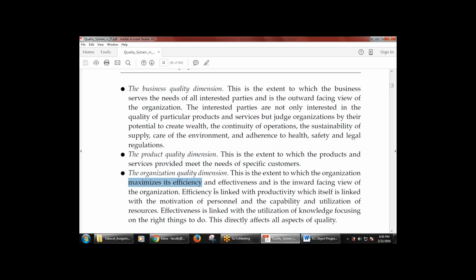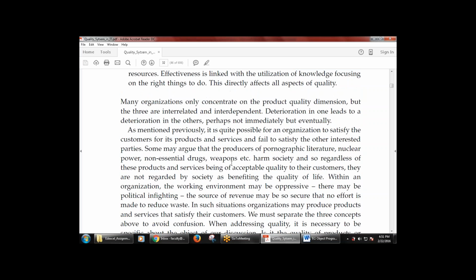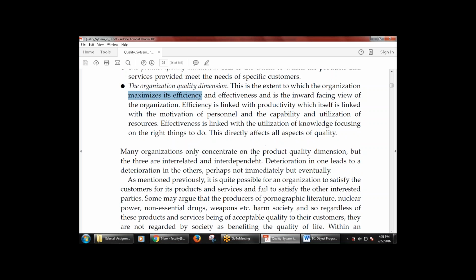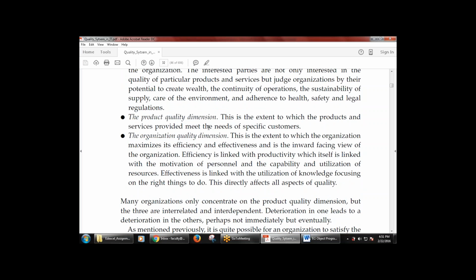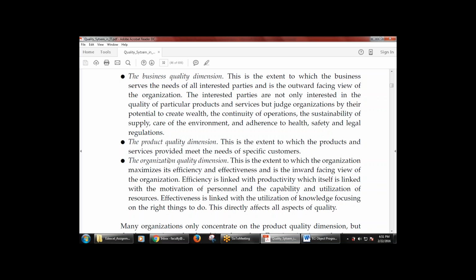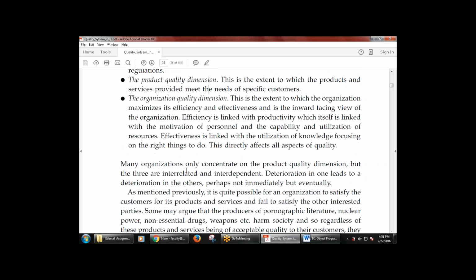So these are the three dimensions. One is the business quality dimension, one is the product quality dimension, and at last there is the organization quality dimension. Many organizations only focus on the product quality. That means the quality of the product is very good, so that the consumer will be satisfied about the quality. No, that is not okay. We have to satisfy the business quality dimension and the organization quality dimension. That means every dimension must be correct from the customer point of view, the organization point of view, and the business point of view.